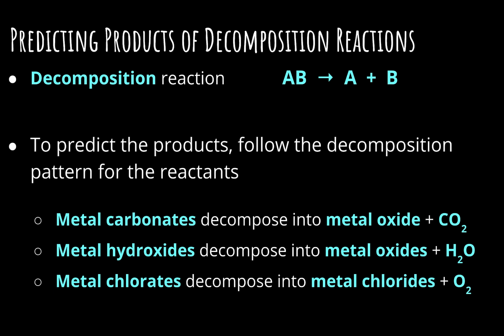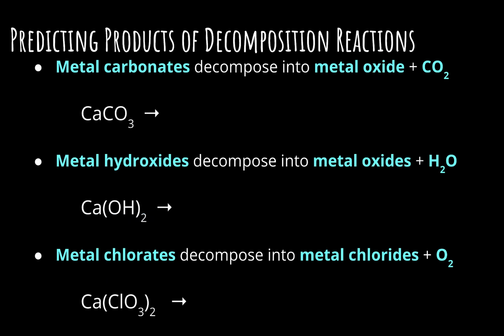The second type are metal hydroxides. These can decompose into metal oxides and water. And then the third type are metal chlorates. Those decompose into metal chlorides and oxygen. So this is what these would look like. The first thing you would identify is that these are decomposition reactions.